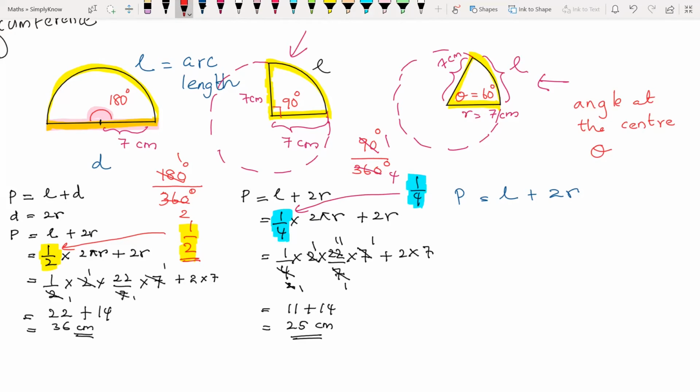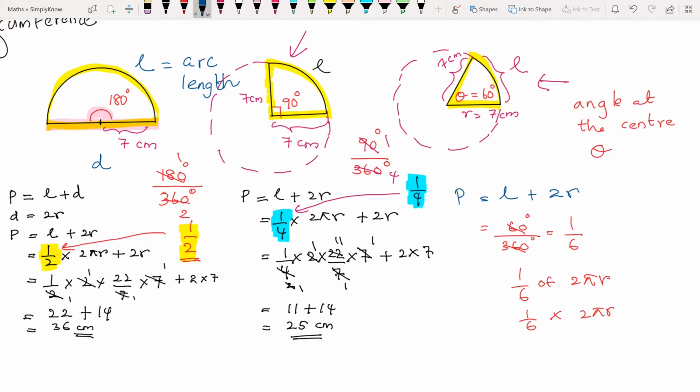So similarly, let's adjust our formula. Now what about the fraction in this sector? The theta value is 60 degrees. And the total angle at the center of a circle is 360 degrees. So what is our fraction now? When we simplify, we get 1/6. So it should be 1/6 of 2 pi r, or 1/6 times 2 pi r.